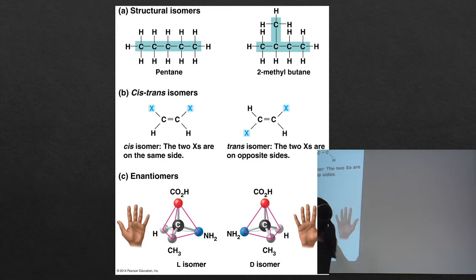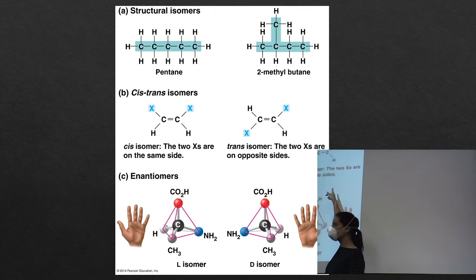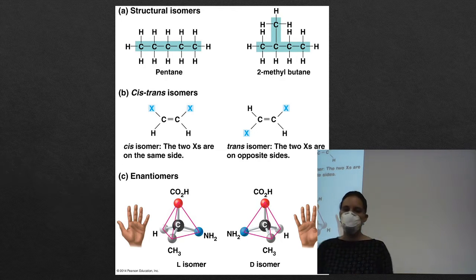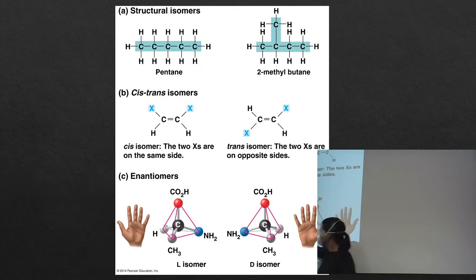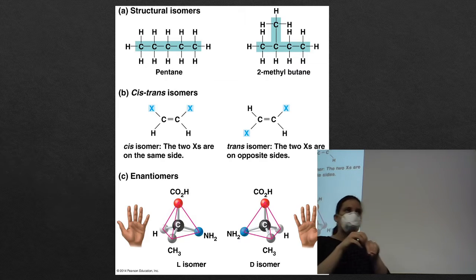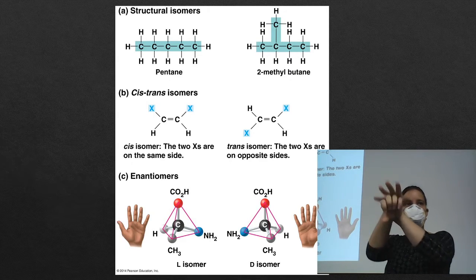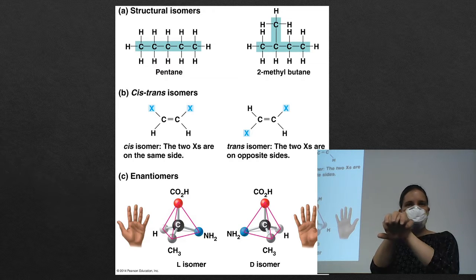So if element X is over here on both of those sides up there, that's a different molecule than this one. Or they could be mirror images of each other, where these two things have the same atoms, same organization, but you couldn't put them on top of each other and have them match, right?